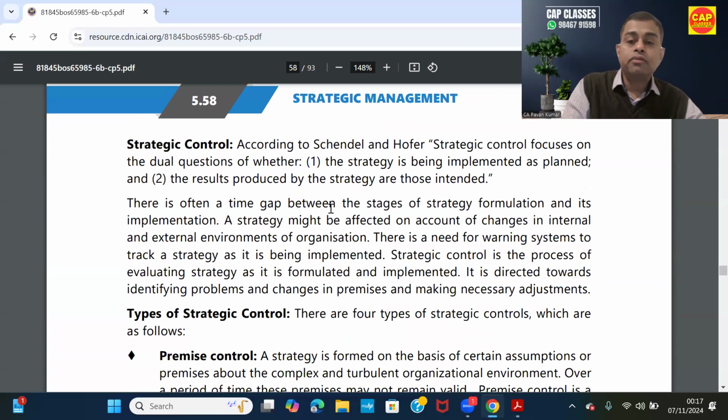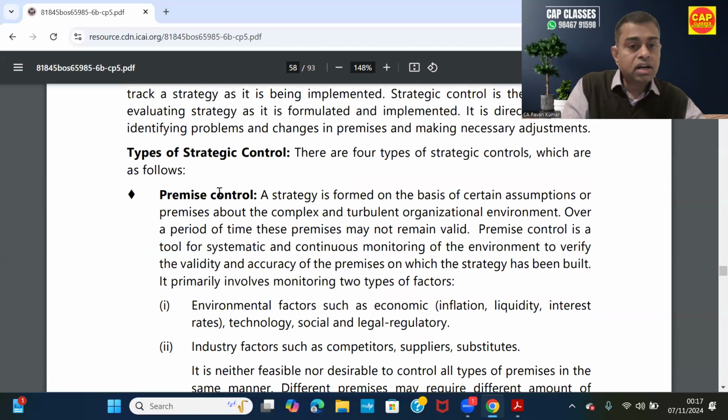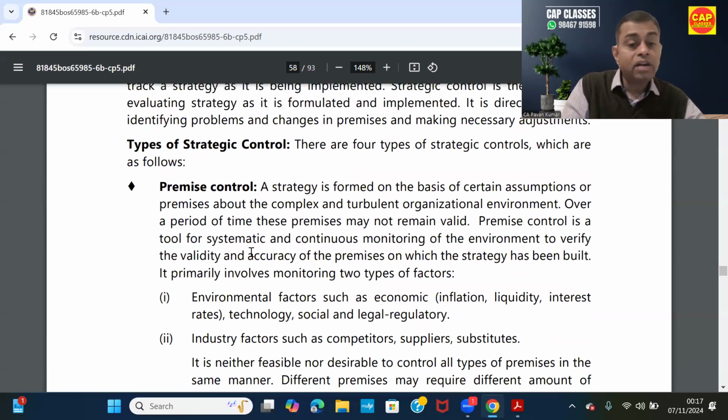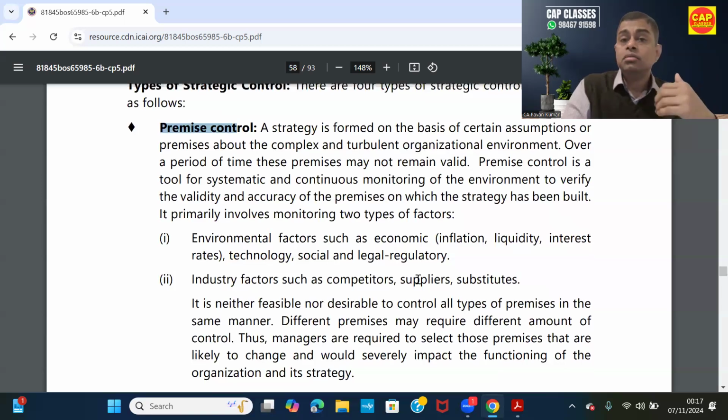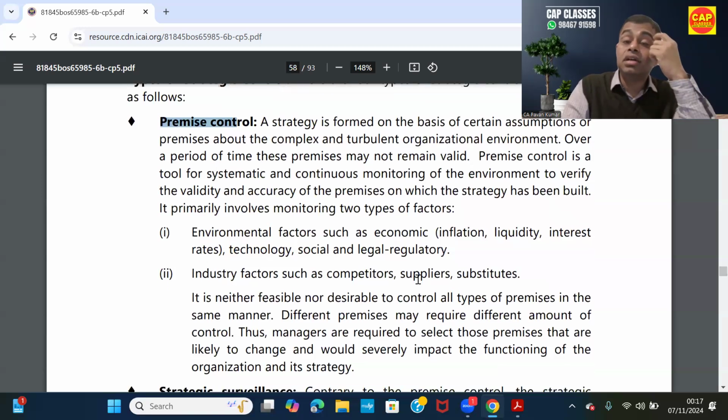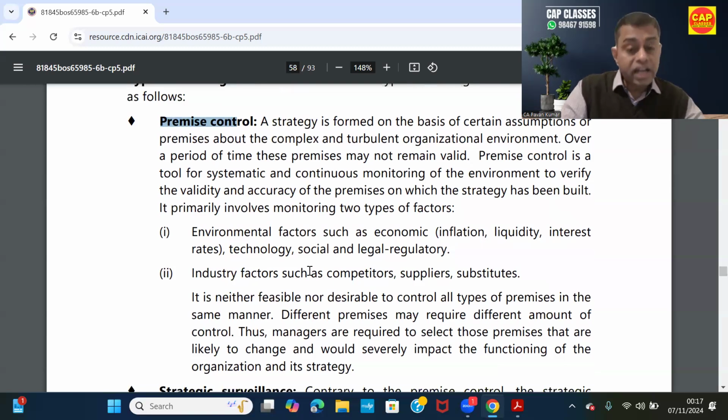Now strategic control. We have already studied all these types of strategic control. Premise control: environmental factors, inflation, liquidity, interest rates, technology, then social factors, legal factors, regulatory factors, industry factors such as competitors. So this is premise control. What are your assumptions on these things?